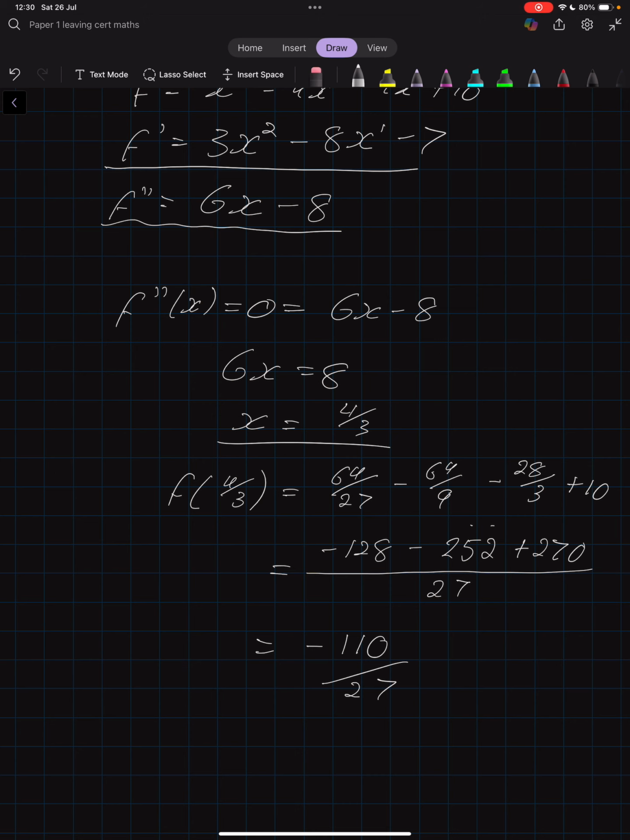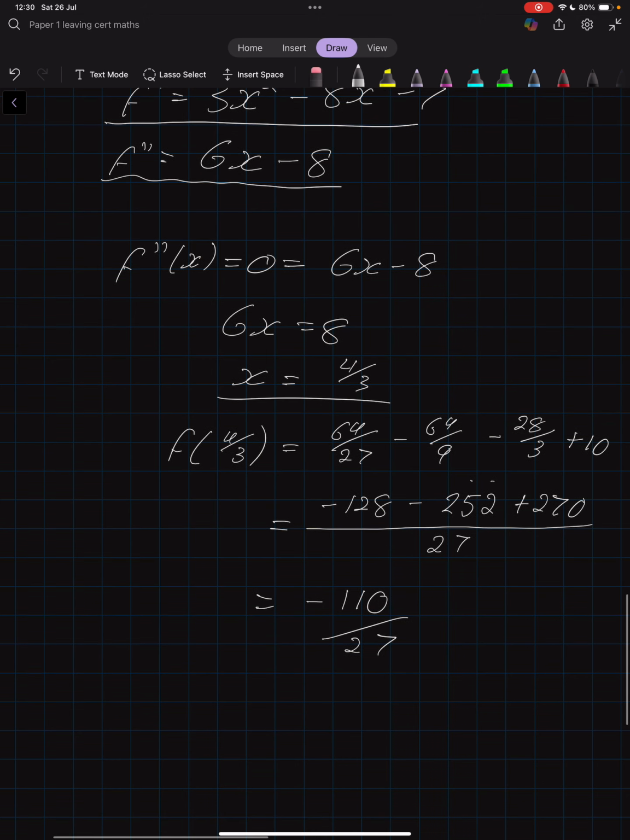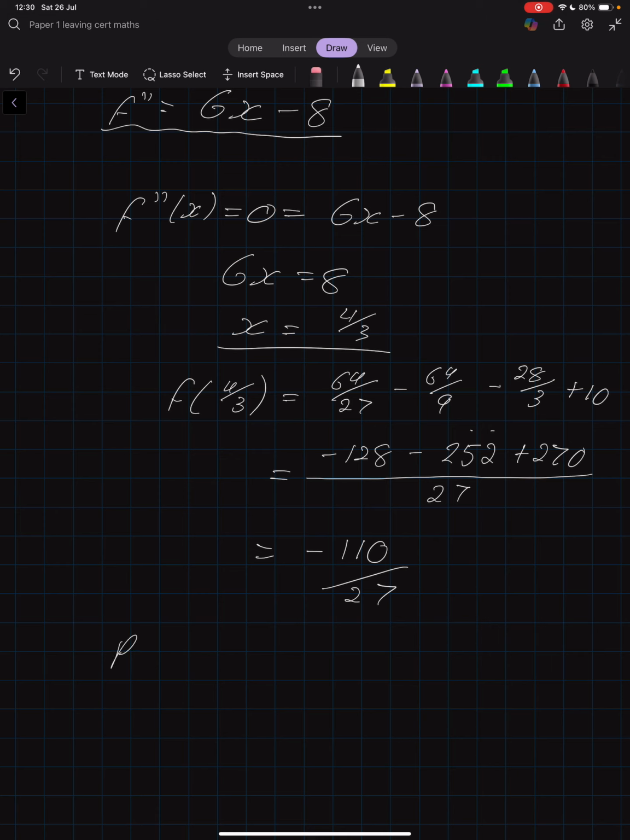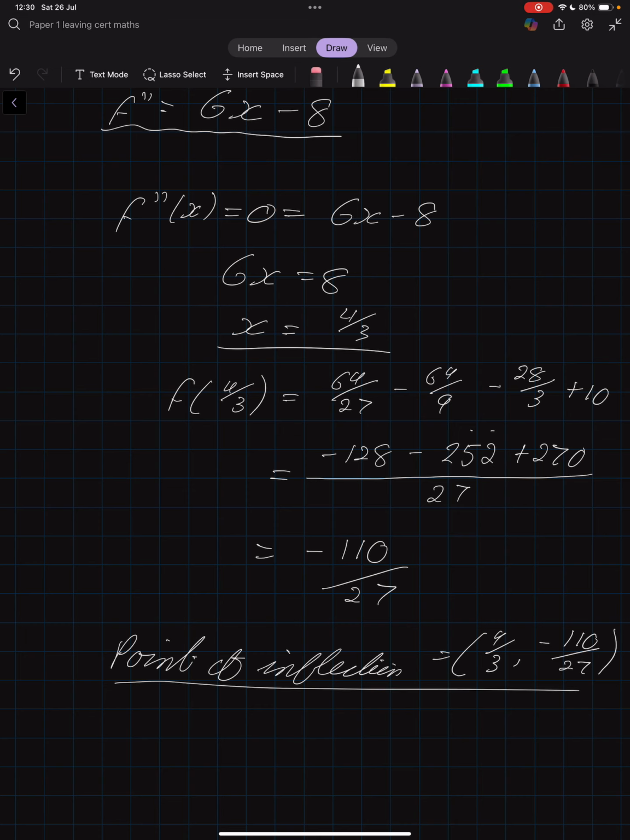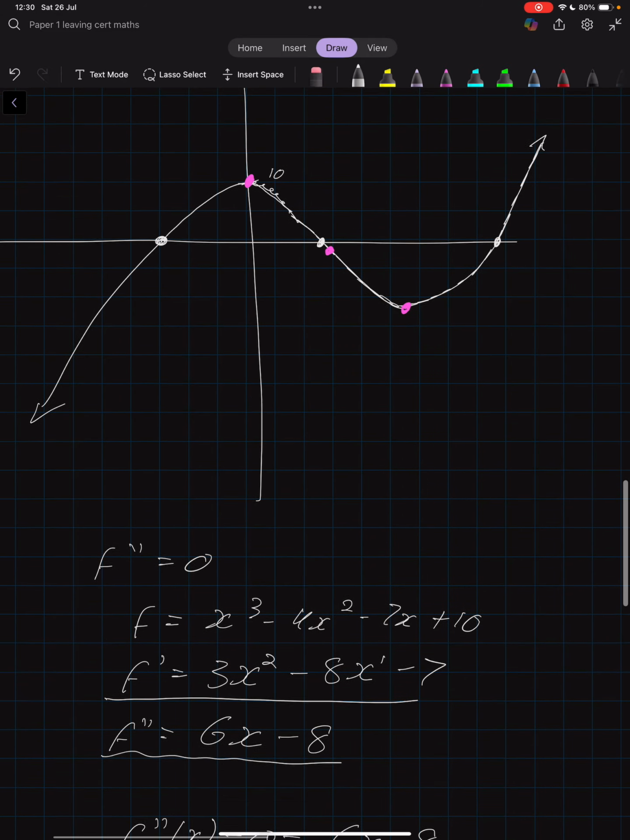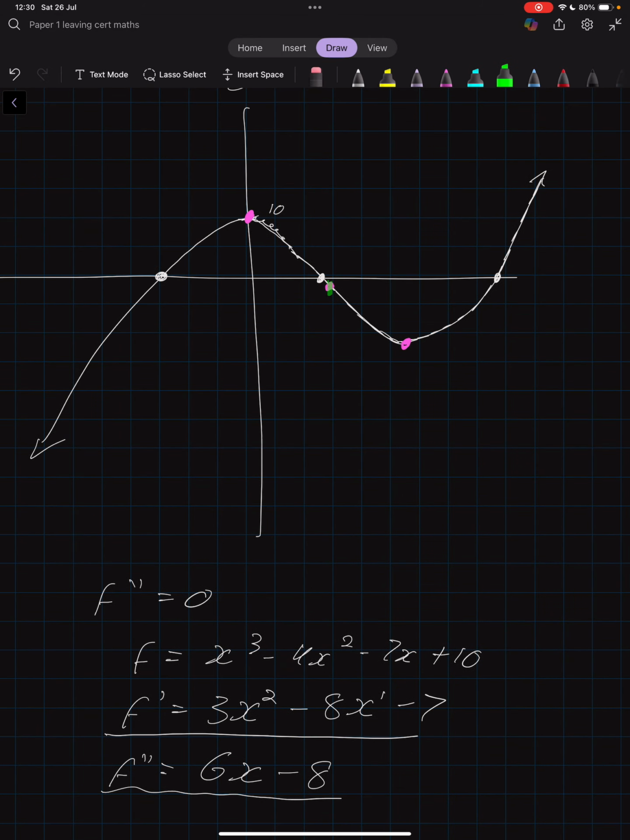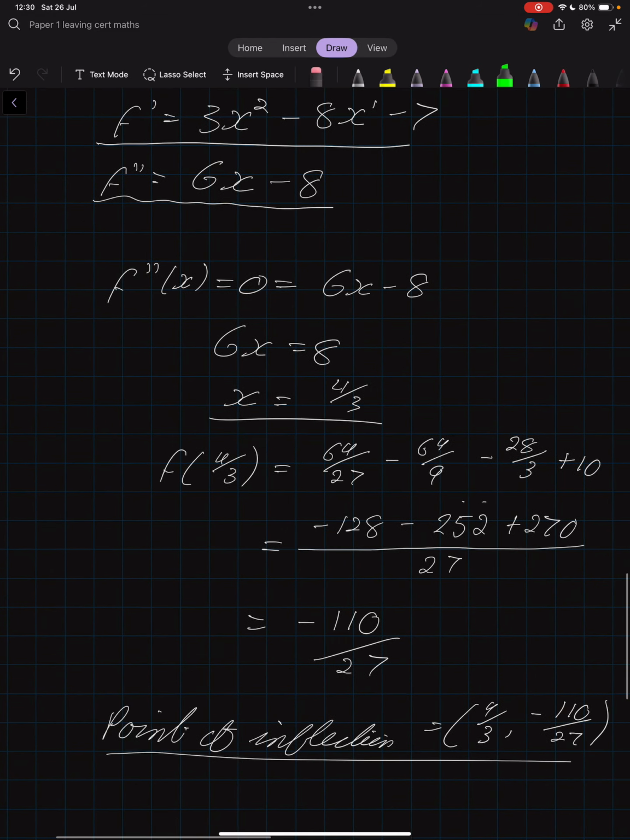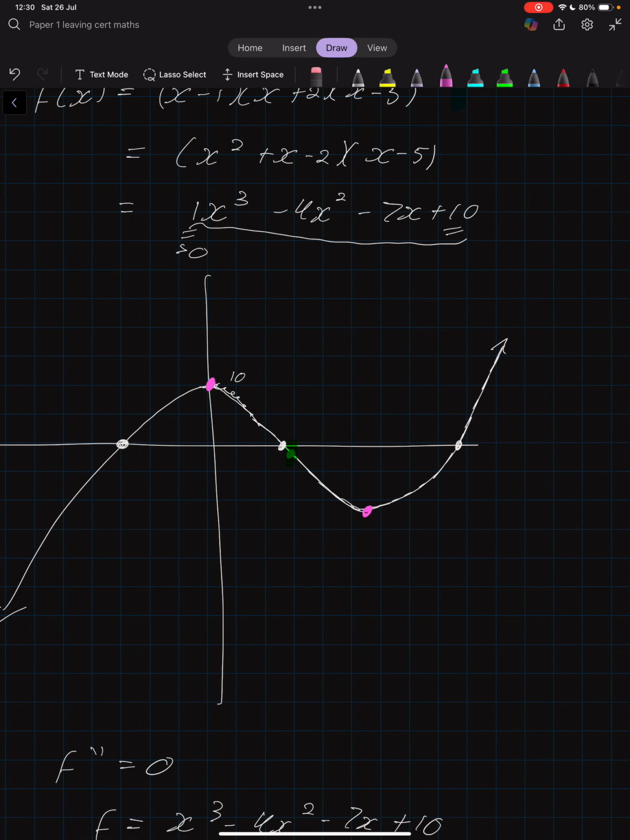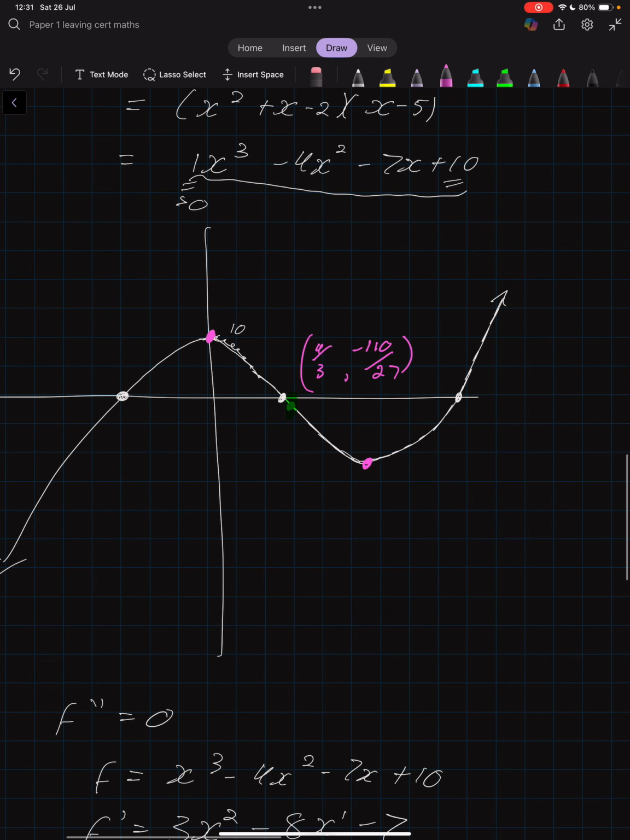27 doesn't go in, does 9 go in? Nope. Does 3 go in? No. So it's just that. So the point of inflection is equal to 4 over 3, minus 110 over 27. So that's the point of inflection. Okay? So this point here is equal to 4 over 3, minus 110 over 27. So that's the point of inflection.